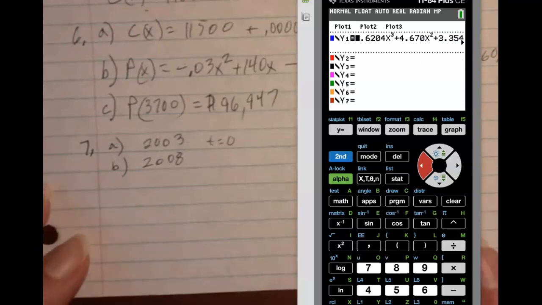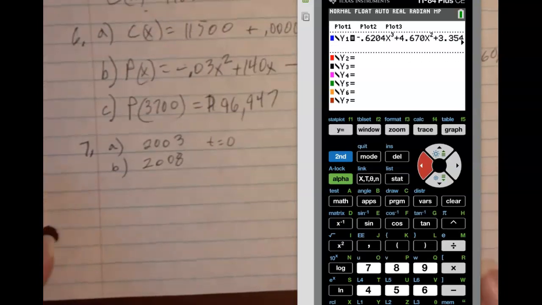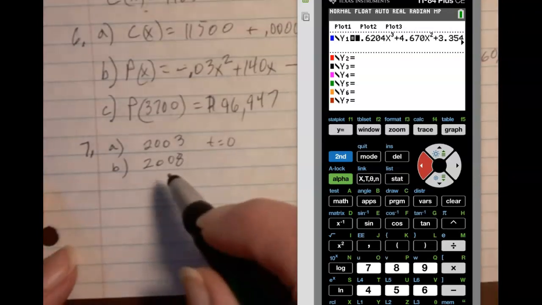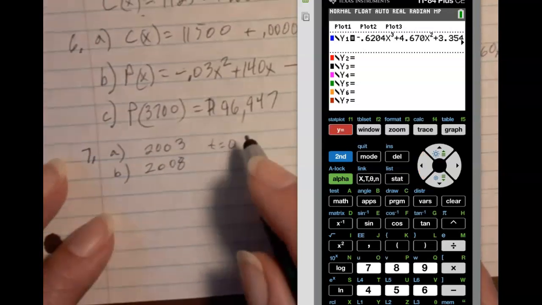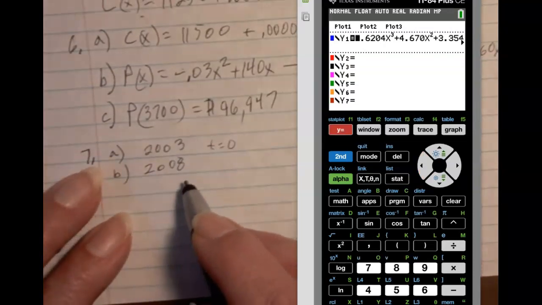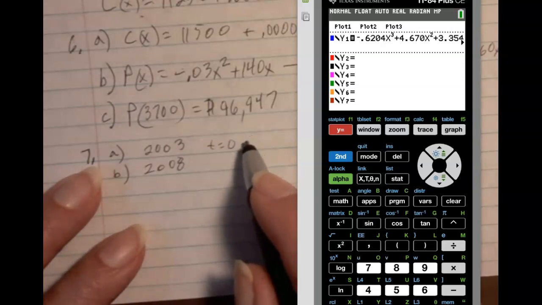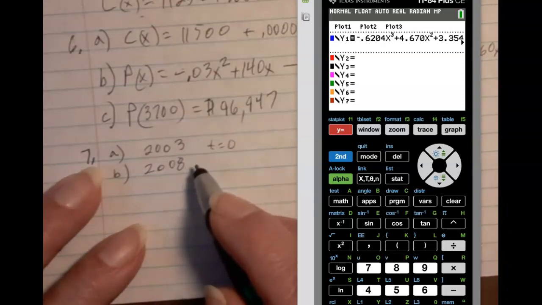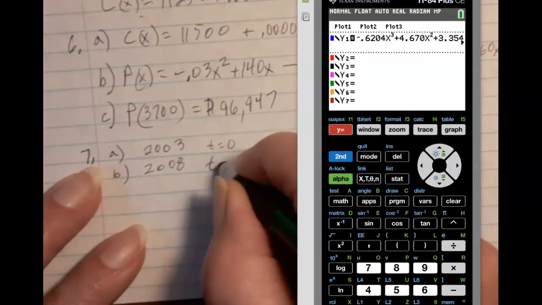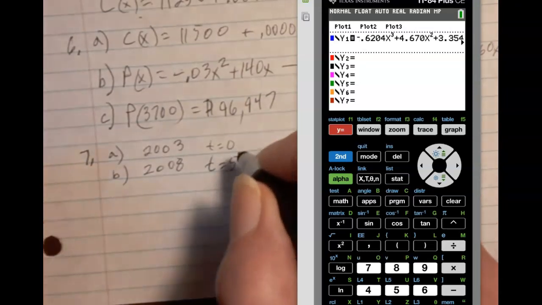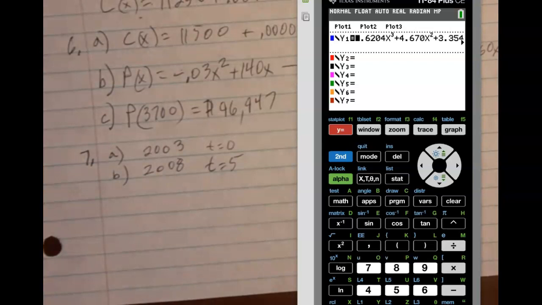For the next problem, I have some formula that I'm going to put in y equals so that I can evaluate it a couple of times. The first one says that 2003, which they say is t equals 0. And then the second one we want is at 2008. So if t equals 0 and every 1 is a year, t equals 1 would be 1 more year. 8 minus 3 gives me 5, so this should be t equals 5. Now the x also is supposed to be in units of 1,000.